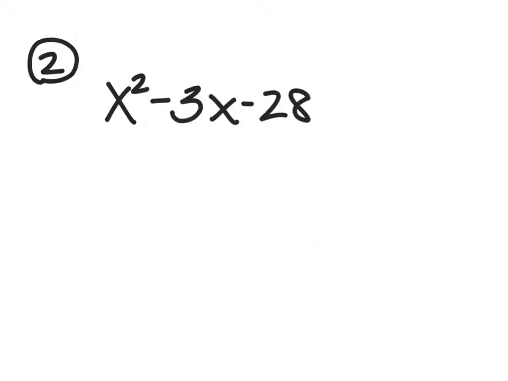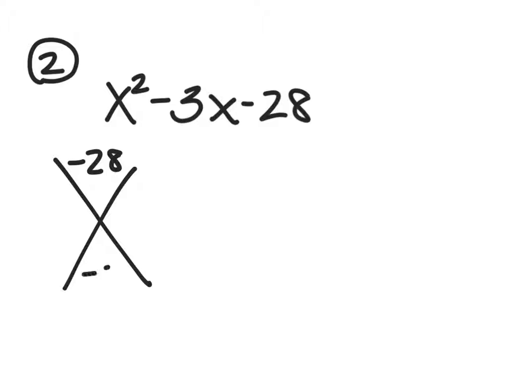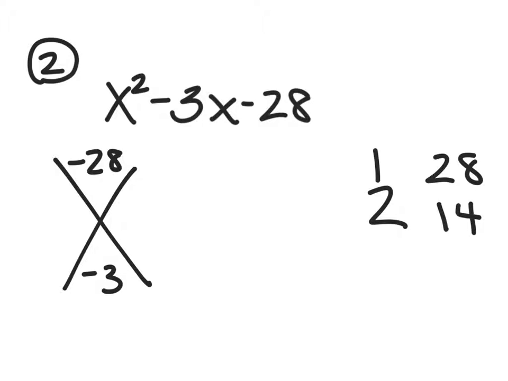So let's do another one. So again, we're going through, we're going to have our x. We've got negative 28 and negative 3. So again, go through. Let's list all of our factors of 28. 1 times 28, 2 times 14, and then 4 and 7.